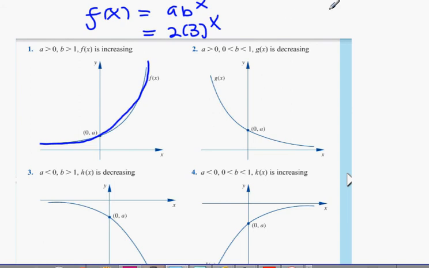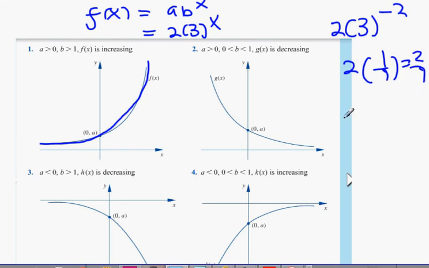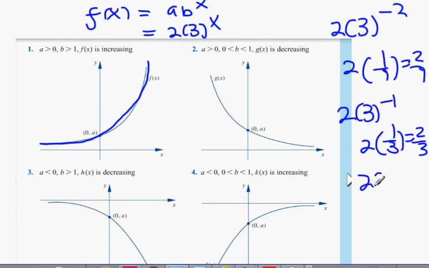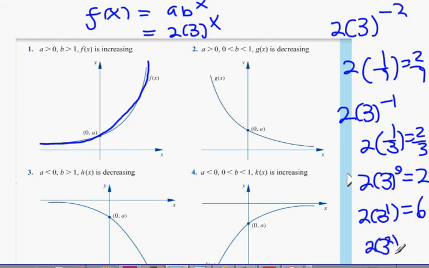Now let me explain this. 2 times 3 to the power of minus 2: that's 2 times a ninth, which is 2 ninths. 2 times 3 to the power of minus 1, 2 times a third, which is 2 thirds. 2 times 3 to the power of 0, 2. 2 times 3 to the power of 1, what is it? 6. 2 times 3 to the power of 2, 18. So basically you can see that if I was to mark this out, that's 0, that'll be 1, that's 2.